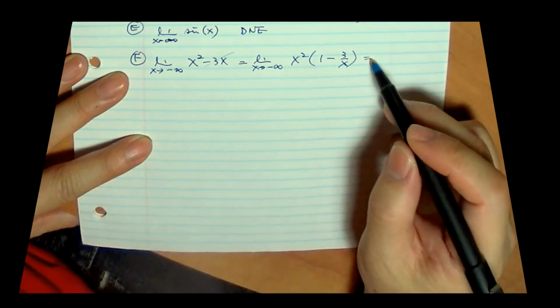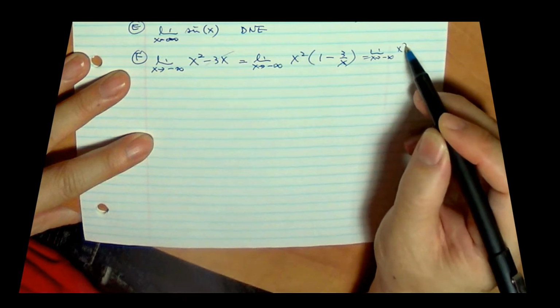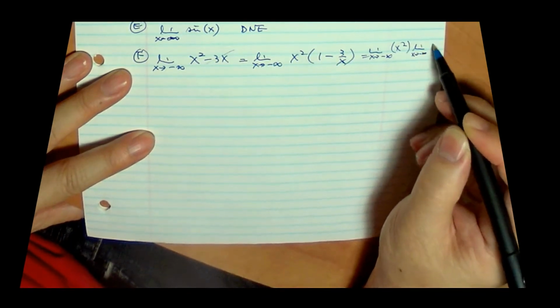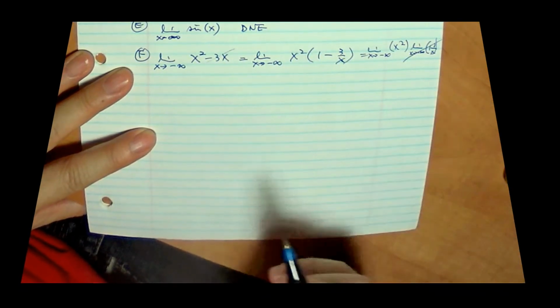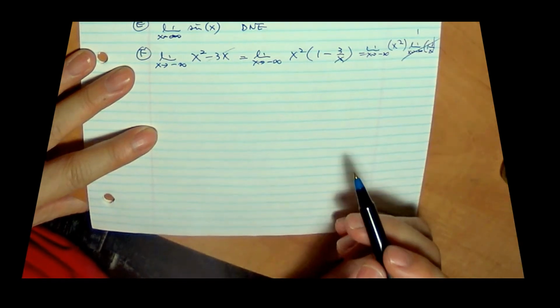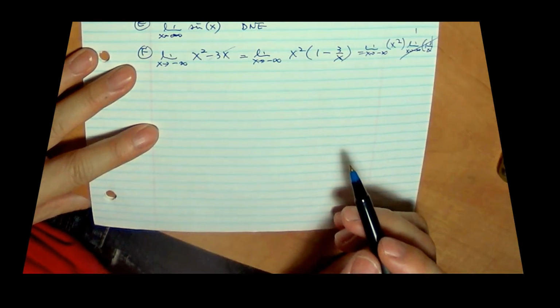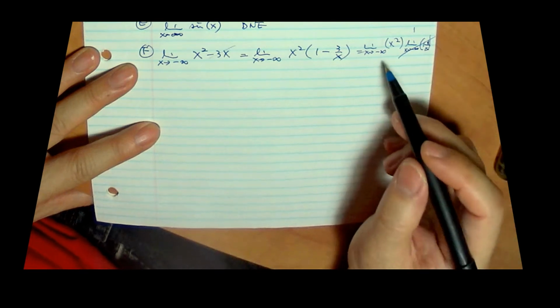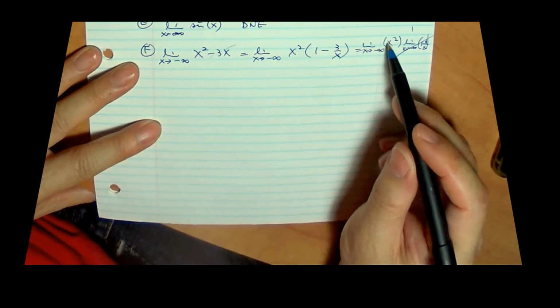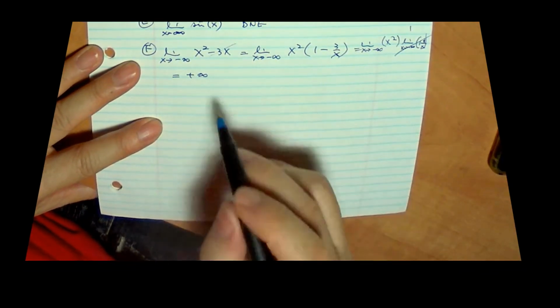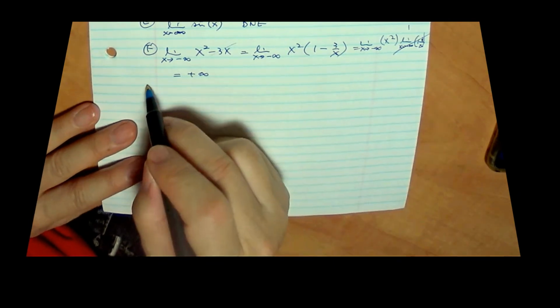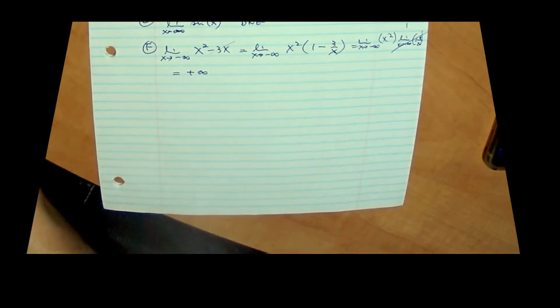When x goes to infinity, this becomes limit as x goes to negative infinity of x squared times limit as x goes to negative infinity of 1 minus 3 over x. But 1 minus 3 over x is just 1. Right? So the limit of 1 minus 3 over x, when x goes to infinity, is just 1. But then, the limit as x goes to negative infinity of x squared, well, that is actually positive infinity times 1. So the answer is just positive infinity. Anything squared is positive. So that's how that works.